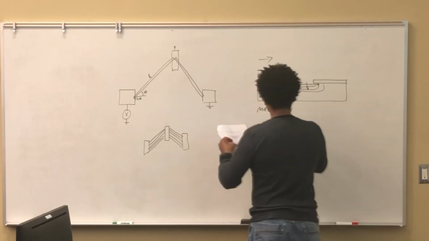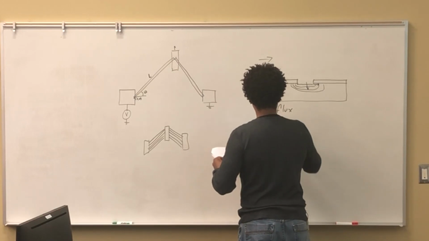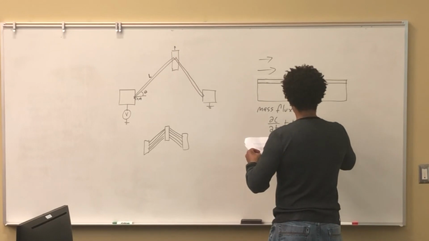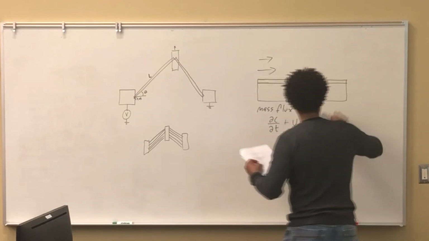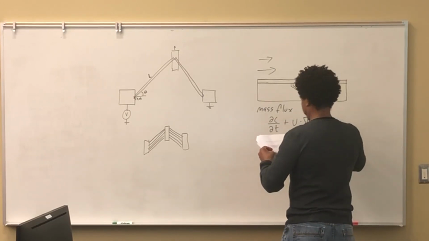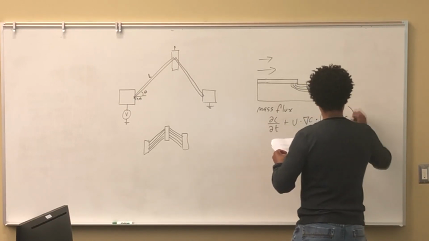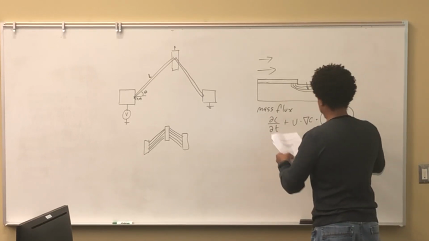And this equation is partial C, partial T, plus U dot delta C, plus, that's dotted into D delta C. Okay, so this D right here is a diffusion coefficient.